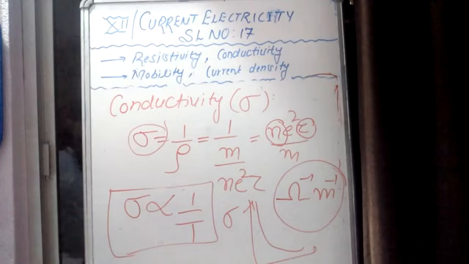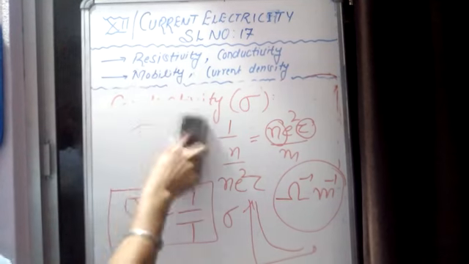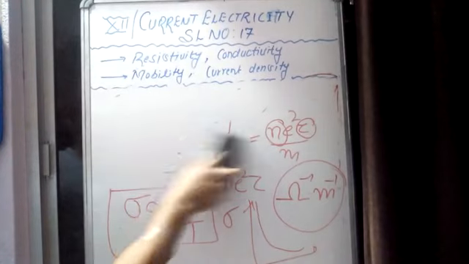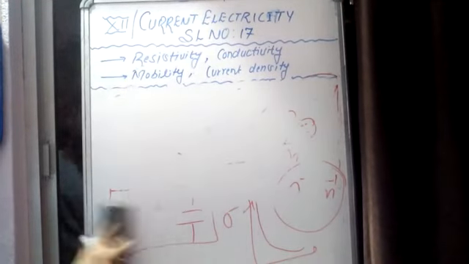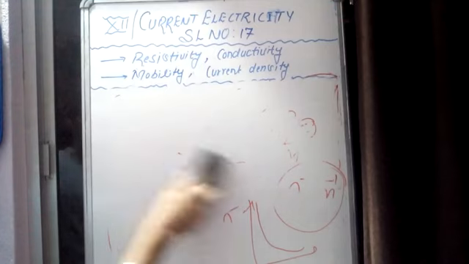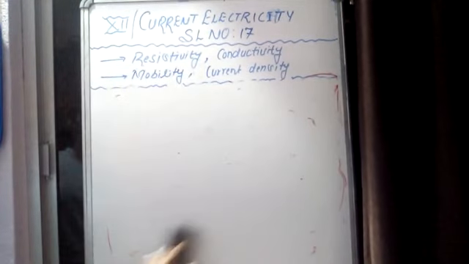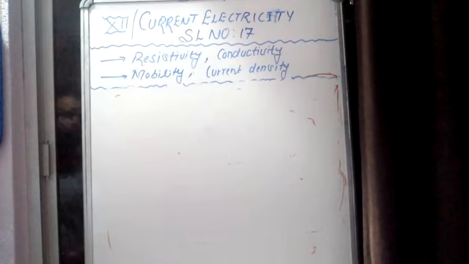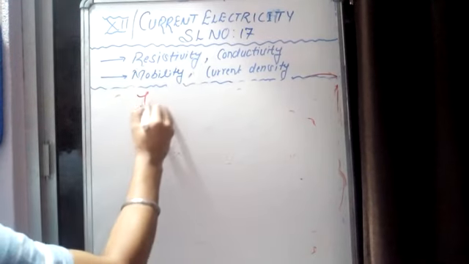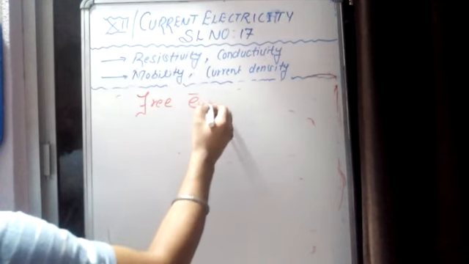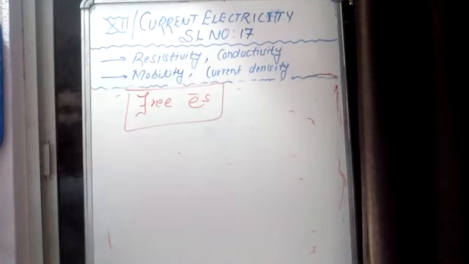Next, we are taking again a very important concept, mobility. What do you mean by mobility? We know that whenever we take any type of conductor, the current through the conductor always flows in the form of charge carriers. For example, in case of metals, the charge carriers are free electrons. Now, this mobility is a physical quantity which is associated with this charge carrier.